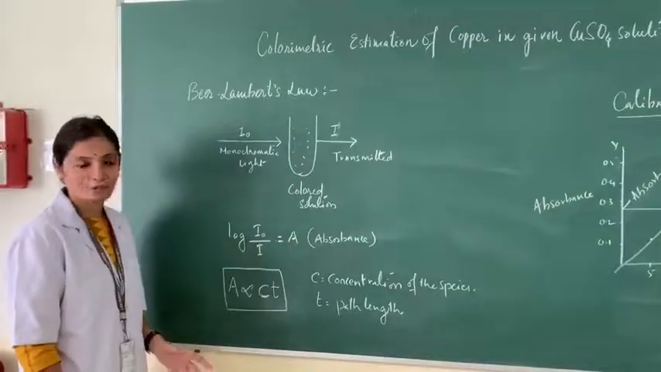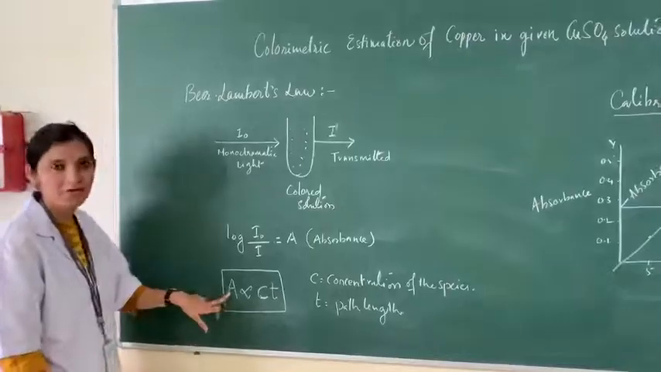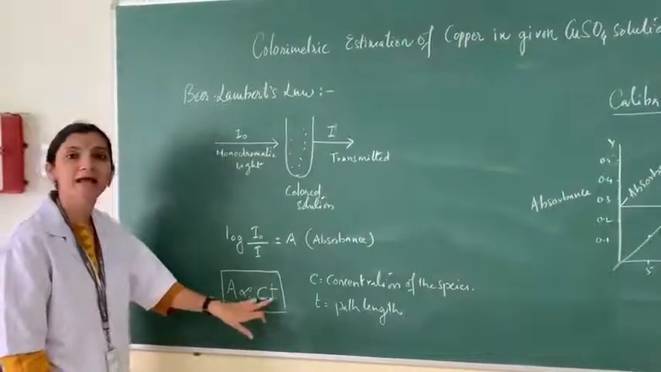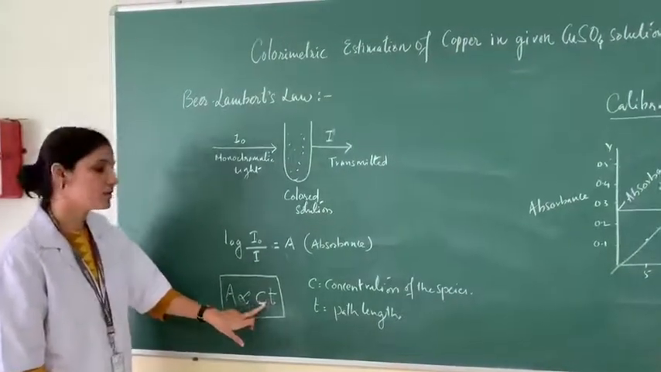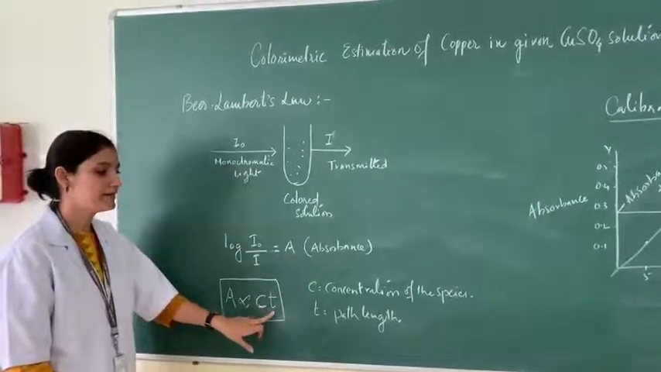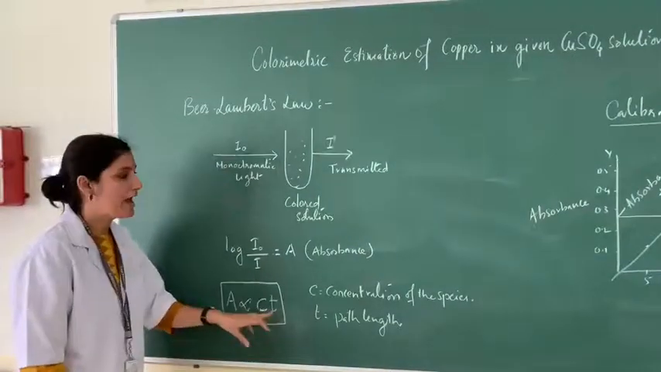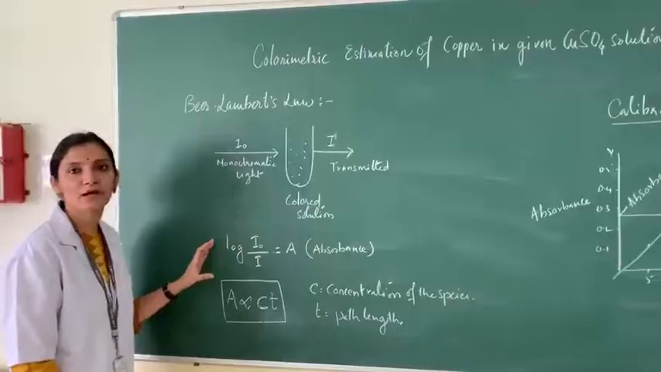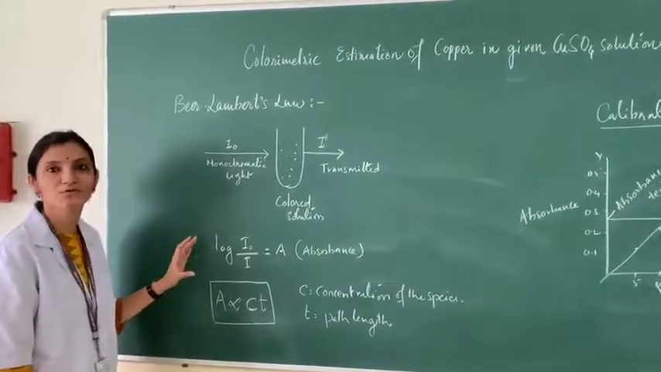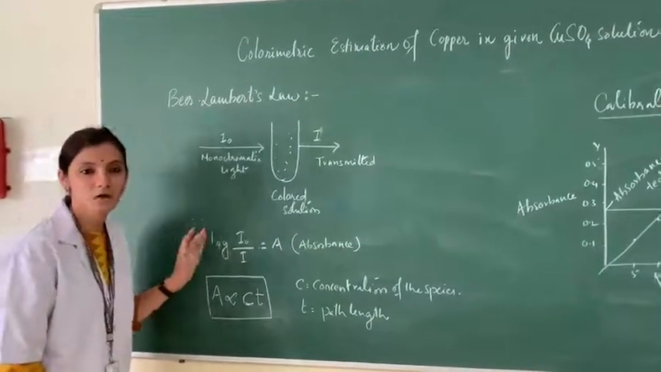According to Beer-Lambert's law, the amount of light absorbed is directly proportional to C and T, where C is the concentration of the analyte and T is the path length of the analyte. Based on this law, we are going to find the unknown copper sulfate solution's concentration. So let's see how it is done practically.